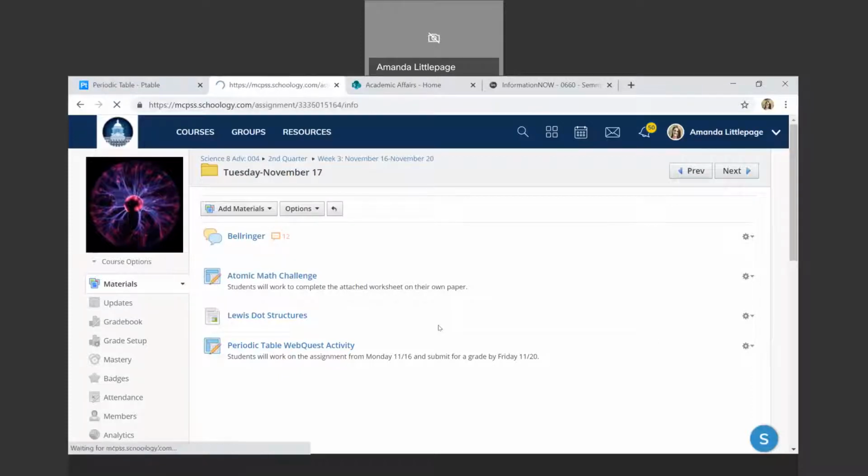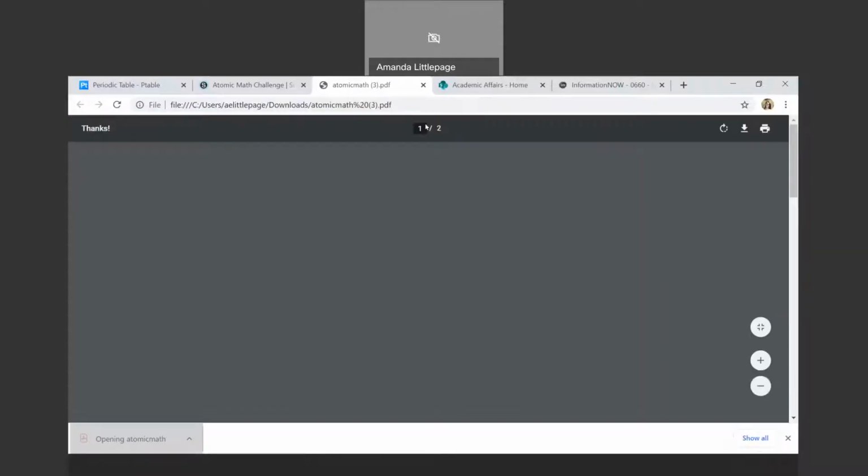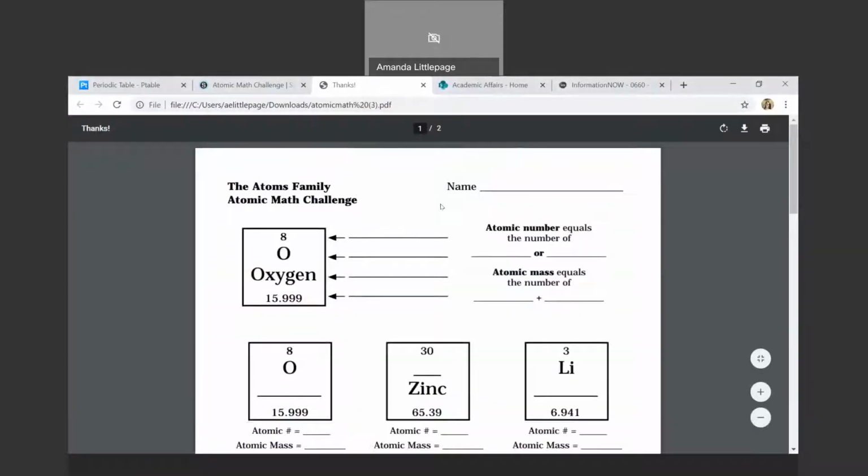When you open it up, it says students will work to complete the attached worksheet on their own paper. Open that up and it goes through what we call the Atomic Math Challenge. There's a couple things you're going to be filling in here: information about oxygen, the atomic number, and the atomic mass. I've already reviewed this type of information on a previous video. Remember that this represents the atomic number. This is the symbol, this would be the name, and this is the atomic mass, okay?